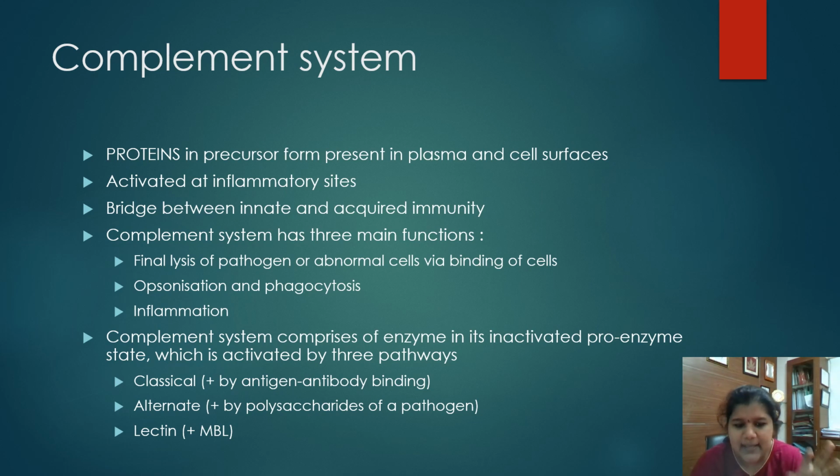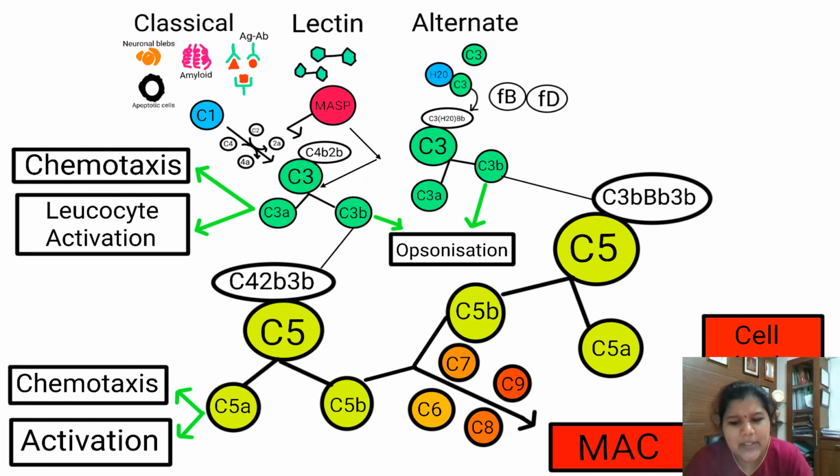The classical pathway is activated by antigen antibody binding. The alternate pathway is activated by the polysaccharides of a pathogen. The lectin pathway is activated by mannose binding lectin. So this is a pictorial representation of the three different pathways of the complement system. As we saw, the first pathway is the classical pathway, which will get activated by antigen antibody binding, by amyloid substances, by apoptotic cells that have been destroyed, and by some neuronal blebs also.